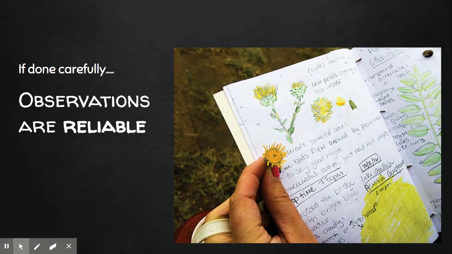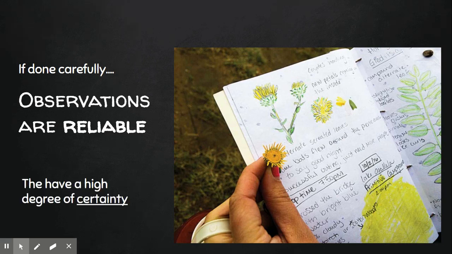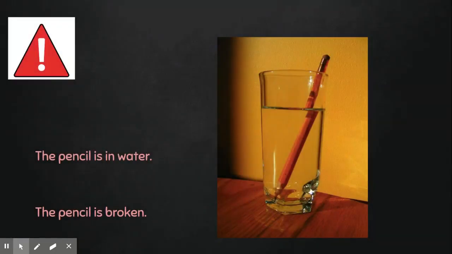If done carefully, observations are reliable. In fact, we would say they have a high degree of certainty, so we can feel very confident in our observations. But we have to be careful.